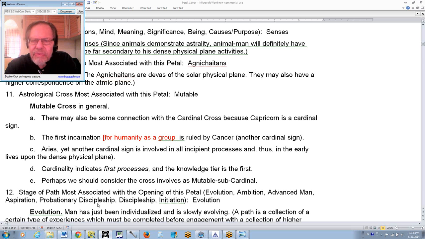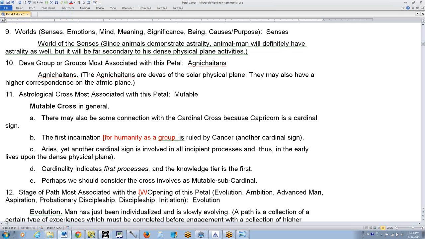I mean, we have to do a lot of moving around and learning and coming in touch with different aspects of our environment and learning the hard way. So I would say mutable subcardinal. But you really cannot exclude any of the gunas, any of these three modes of motion, so to speak, from any petal. The stage of the path most associated with the, let's just say with the work-in, I'm being a lot more careful now, work-in and opening of the petal.